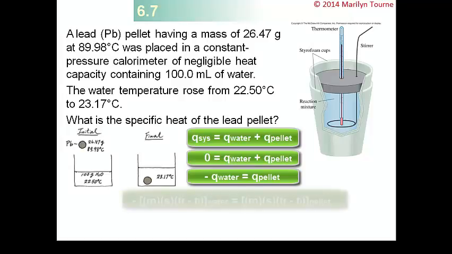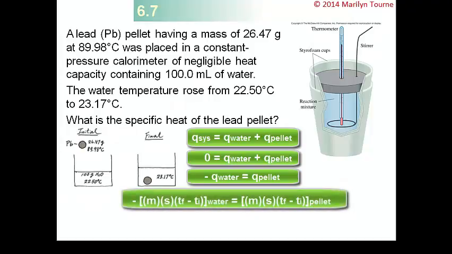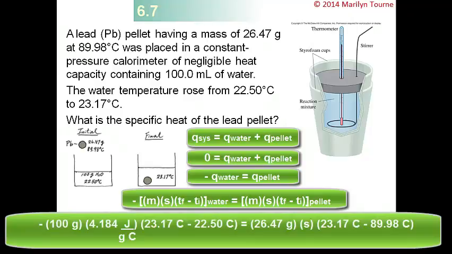The Q of the water is equal to mass times the specific heat of water times the change in temperature. And then the Q of the lead is equal to the mass of the lead, which we know, times the specific heat of the lead, which is what we're solving for, times the change in temperature of the lead. The Q of the water is 100 grams times the specific heat of water, which is 4.184 joules per gram degrees Celsius, times the change in temperature of the water. Well, the change in temperature is 23.17 because that's the final temperature of the water minus the initial temperature, which is 22.5. Multiply all that together, you get 280.3 joules. So that's the Q of the water.